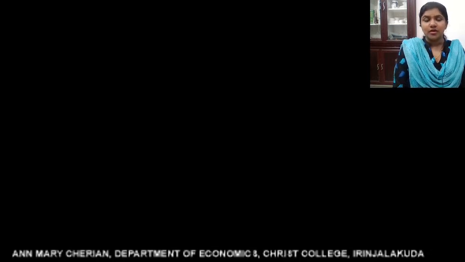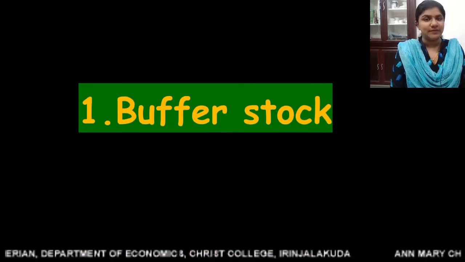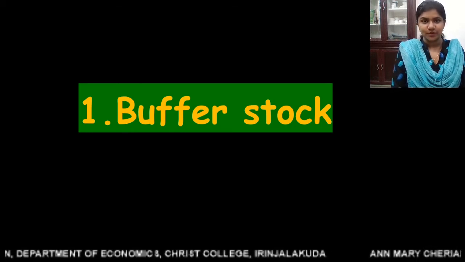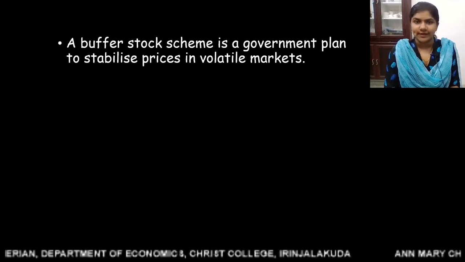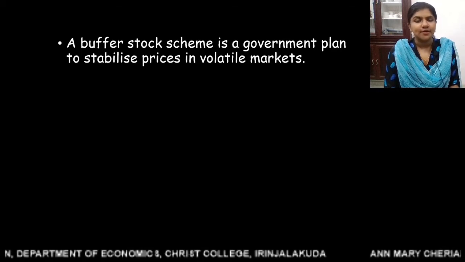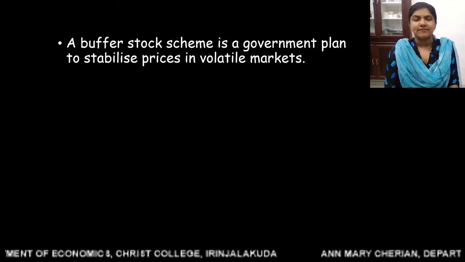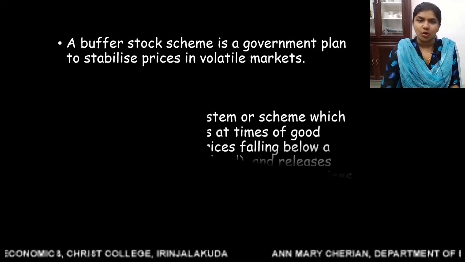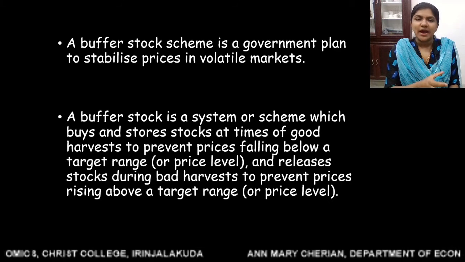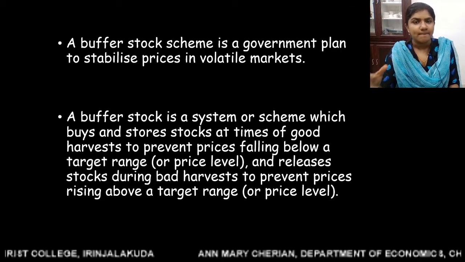In this video, we will be discussing one of the government interventions, that is the buffer stock. A buffer stock is a government plan to stabilize prices in a volatile market. We know agricultural markets are volatile, and in order to stabilize prices in these markets, government has introduced a buffer stock scheme. A buffer stock is a scheme or a system which buys and stores stocks at the time of good harvest and releases stocks during the time of bad harvest.